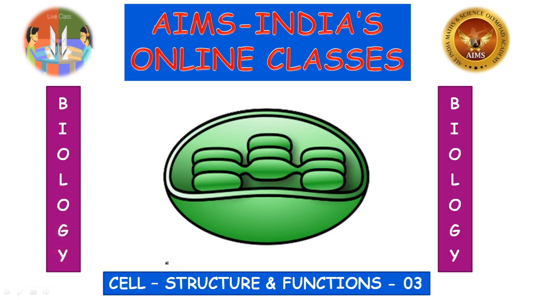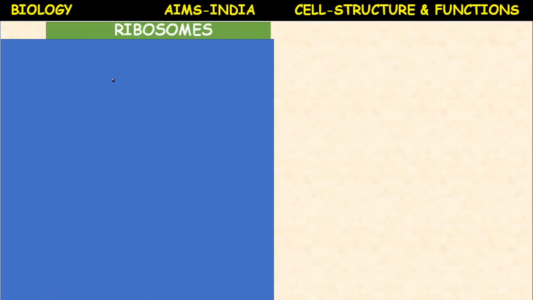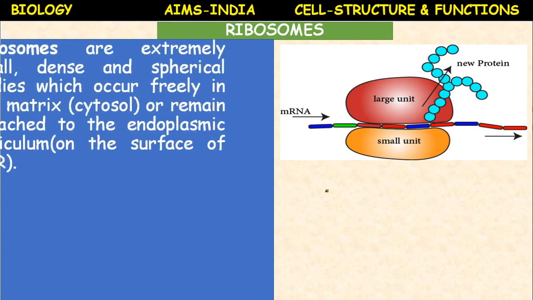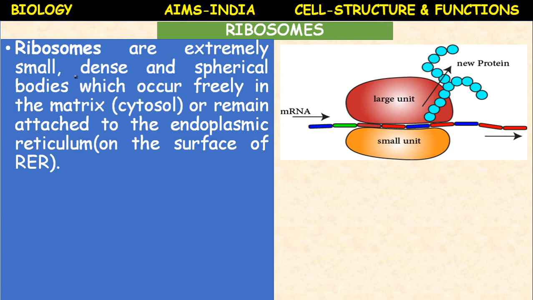So, we have been discussing the cell and its structure, that is, the cell organelles. Today let us study some more cell organelles, their structure and functions. Ribosomes. Ribosomes are globular cell organelles. These are extremely small, dense and spherical bodies.